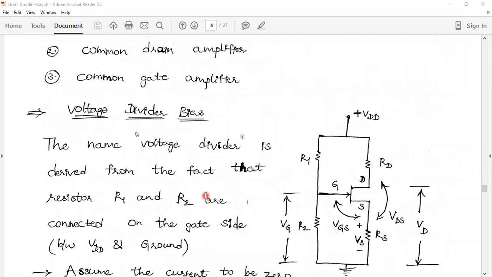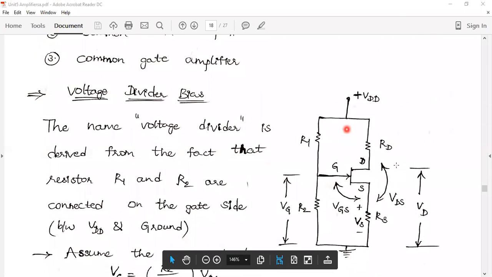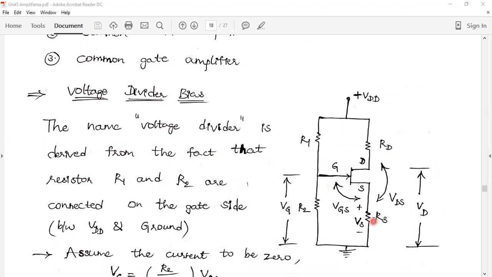This is the basic structure for the JFET. It is in the self bias condition of the JFET. This is R1, R2, RD, RS. R1 and R2 are across the gate terminal, RD is across the drain, RS is across the source terminal. Similar to the self bias circuit we have seen earlier with respect to the BJT, that same circuit, but the only difference is we are replacing the transistor with JFET.